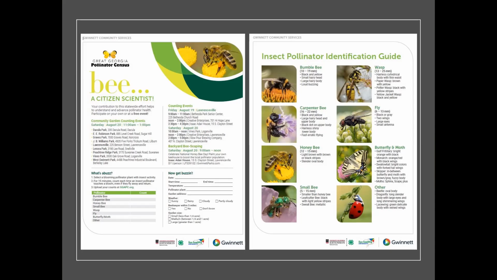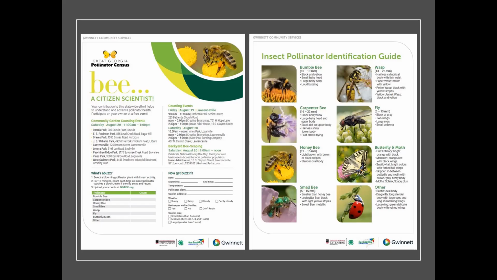If you're on here and you're looking for a volunteer event, you're a master gardener, I know I sent something out today, but they need someone to help lead and train over at those particular community gardens for Harvest Gwinnett. And then I also have the counting events that Extension is sponsoring, or some of the master gardeners. Those are over on the right-hand side at Lawrenceville and Bethesda Senior Center, Creative Enterprises, Isaac Adair, Vines Park, both the community garden and Vines Park, and Creative Enterprises again, and then Slow Pour Brewing in the evening.